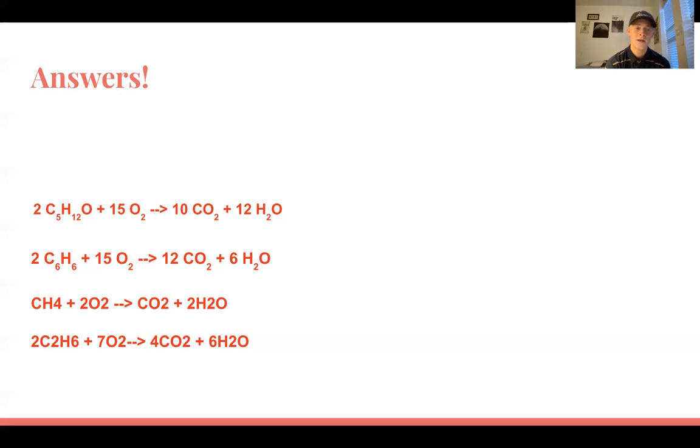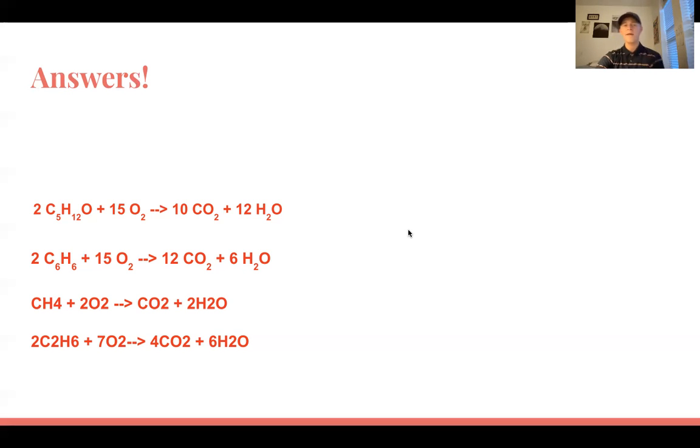Now that's balanced. If we move on to our hydrogens, we have a 2 in front of our fuel type. That's going to result in 12 hydrogen atoms. So we have to multiply our H2O molecule by 6 in order to get 12 hydrogen atoms. So now that's balanced. And then if we move on to oxygen, it's going to be 4 times 2, which is 8, plus 6, that's 14. So we're going to multiply our oxygen gas by 7, and 7 times 2 is 14.